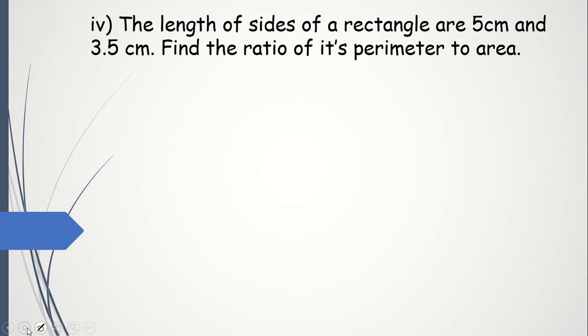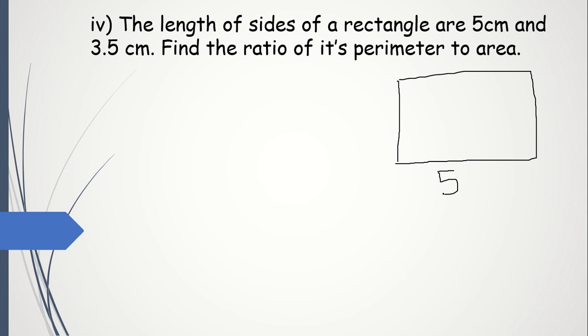The lengths of sides of a rectangle are 5 centimeter and 3.5 centimeter. Find the ratio of its perimeter to its area. So they have given you the rectangle whose sides are 5 centimeter and 3.5 centimeter. Find the ratio of its perimeter to its area. This is what we are asked to find. This ratio we have to find.